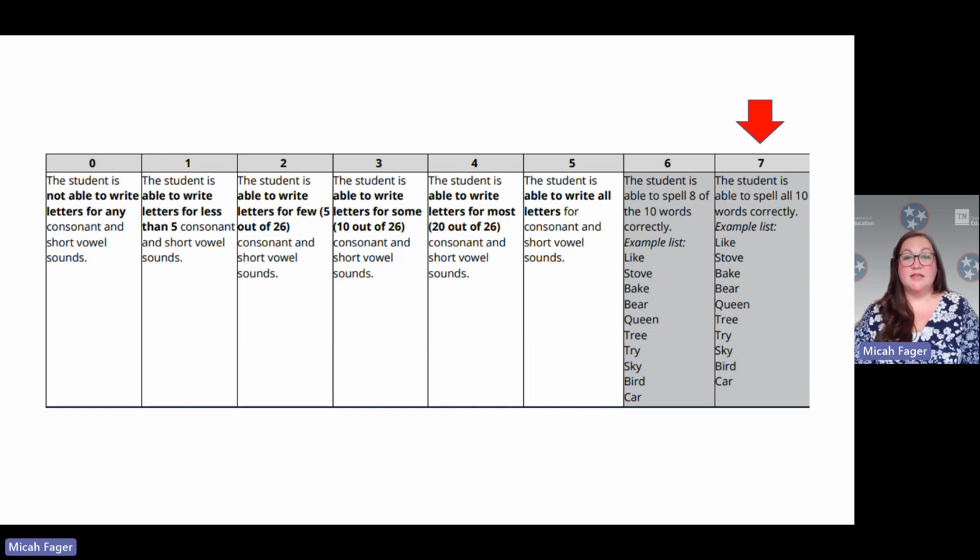If the student is able to successfully complete a level 6, then the teacher does not need to upload evidence for 0 through 5. And that goes the same for level 7. If a student is able to correctly spell all 10 words, then the teacher does not need to upload evidence for levels 0 through 6.